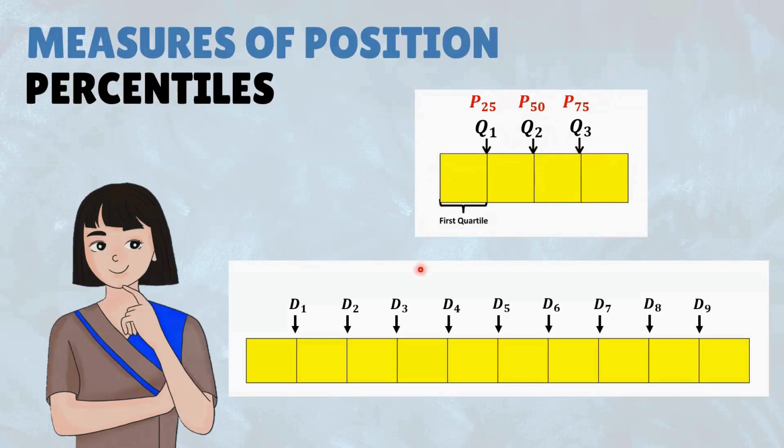On the second illustration, we see the interrelatedness of deciles and percentiles. Percentile 10 is equivalent to decile 1. Percentile 20 is equivalent to decile 2. Percentile 30 is equivalent to decile 3. Percentile 40 is equivalent to decile 4. Percentile 50 is equivalent to decile 5. Percentile 60 is equivalent to decile 6. Percentile 70 is equivalent to decile 7. Percentile 80 is equivalent to decile 8. And percentile 90 is equivalent to decile 9.